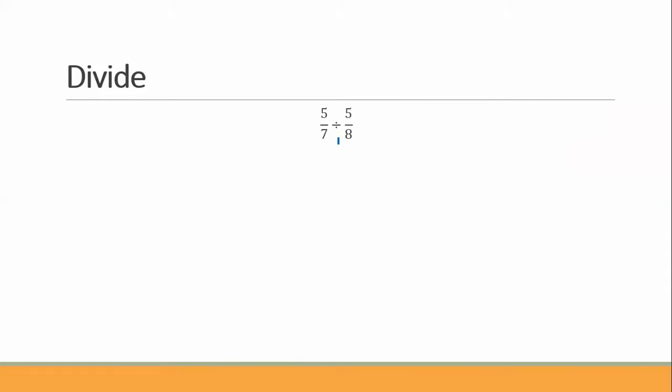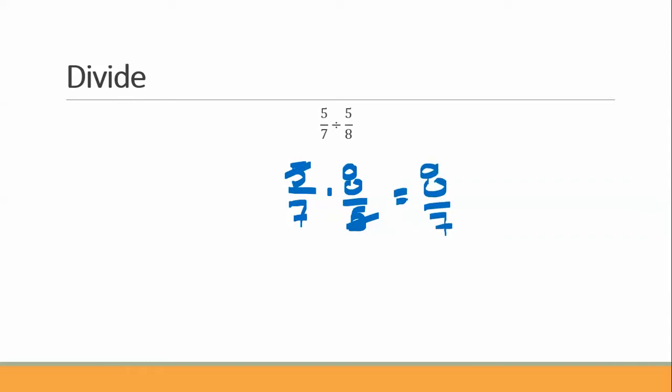So 5/7 divided by 5/8. You want to take 5/7 times the reciprocal of the second fraction. So 5/7 times 8/5. Our 5s are common factors, one's in the numerator and one's in the denominator, so those divide out and we end up with 8/7.